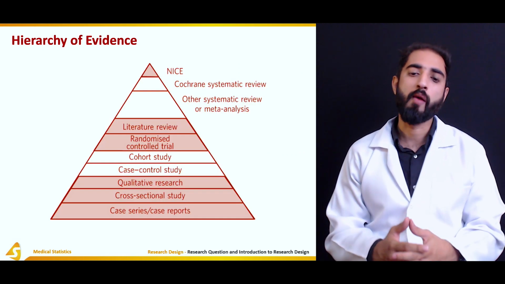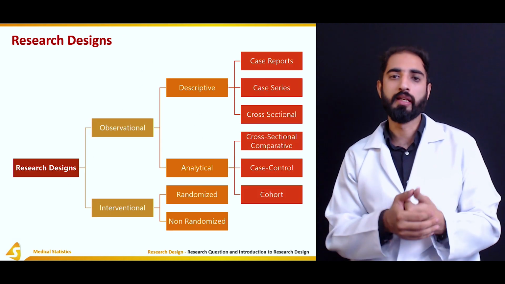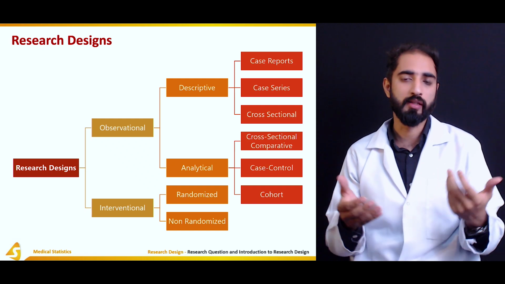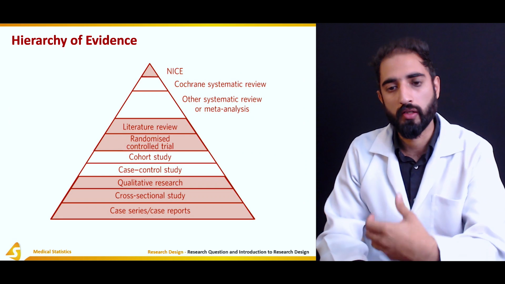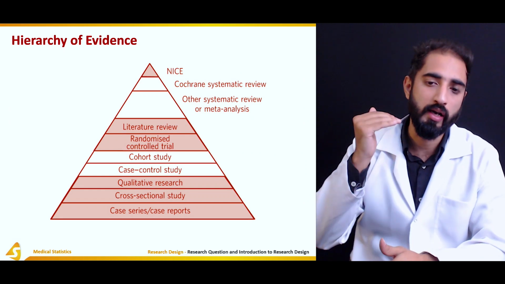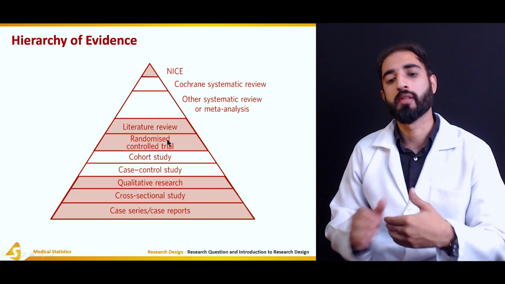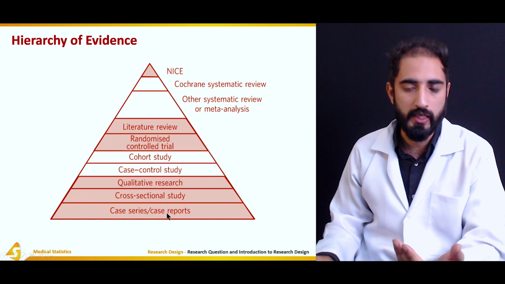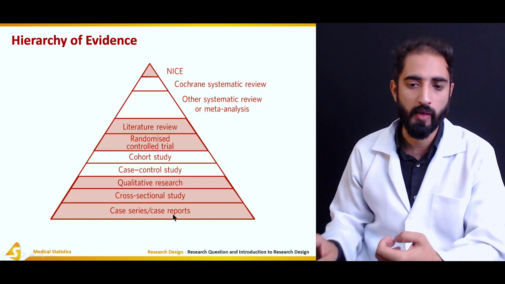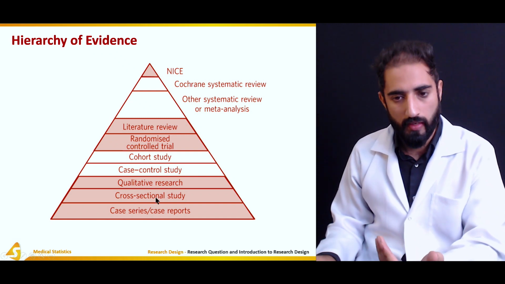Now, hierarchy of evidence. These types of research designs stack in the literature, in the evidence, in terms of priority, and the study design kept at the highest level is the randomized control trial. The lowest level is case series and case reports, which are descriptive types of studies, and cross-sectional studies, which are again descriptive types of studies.